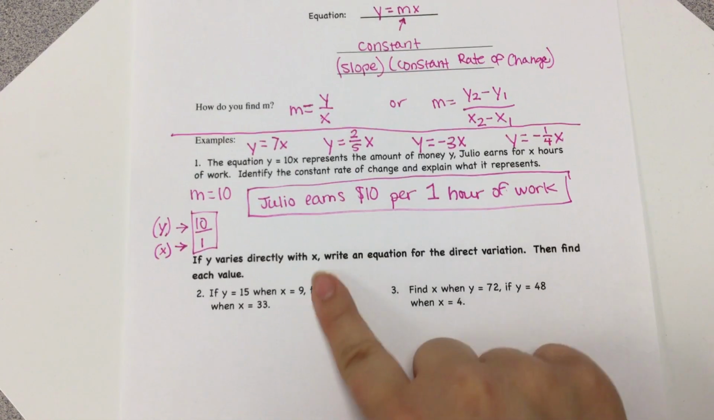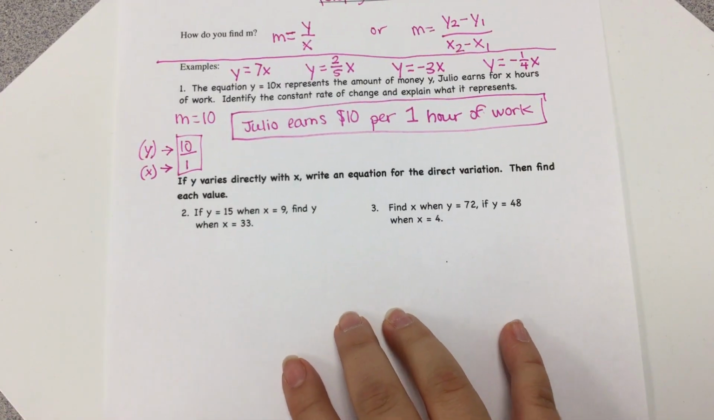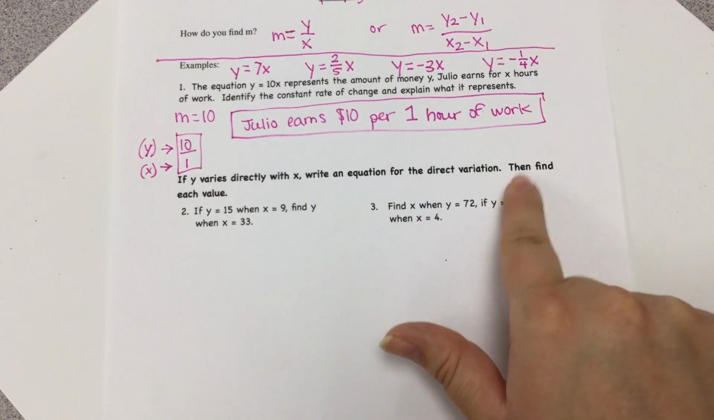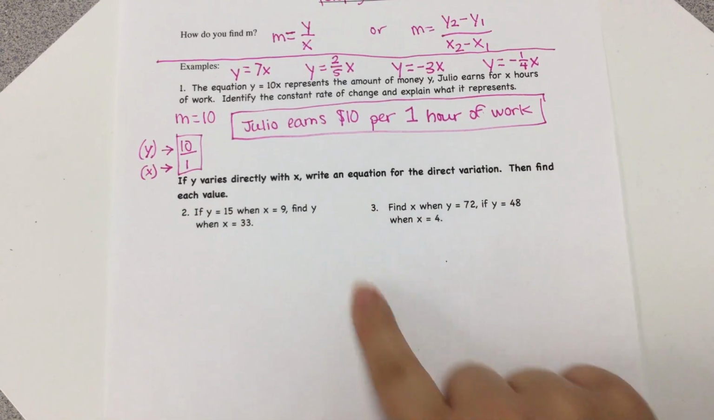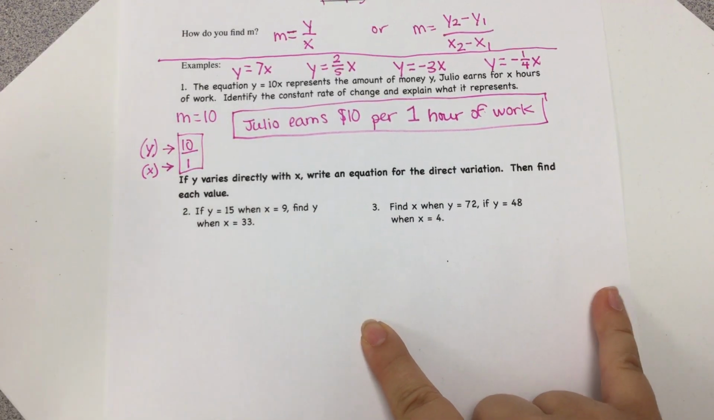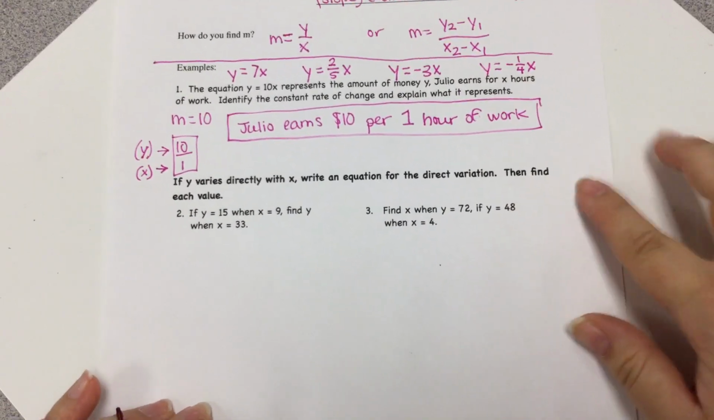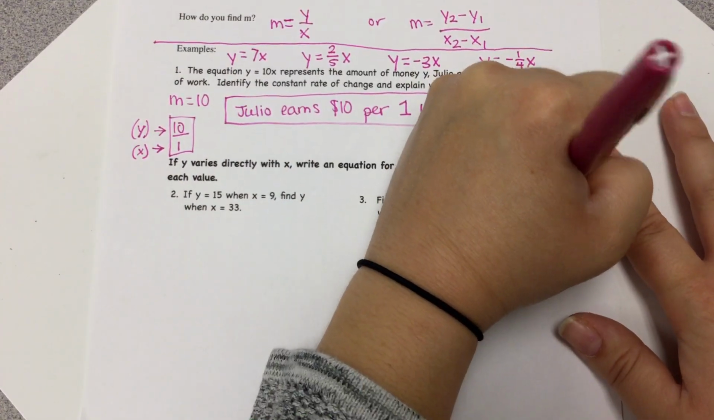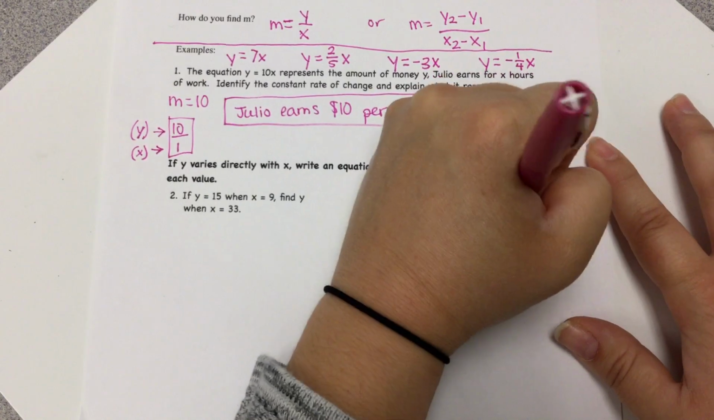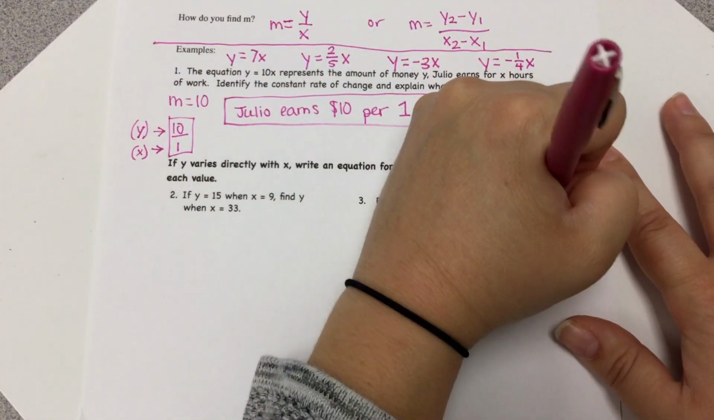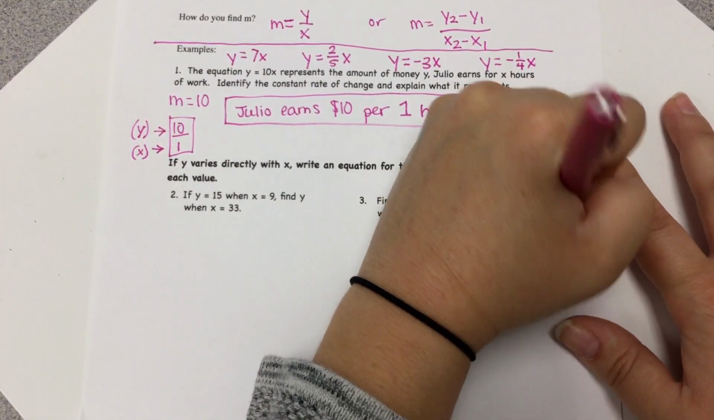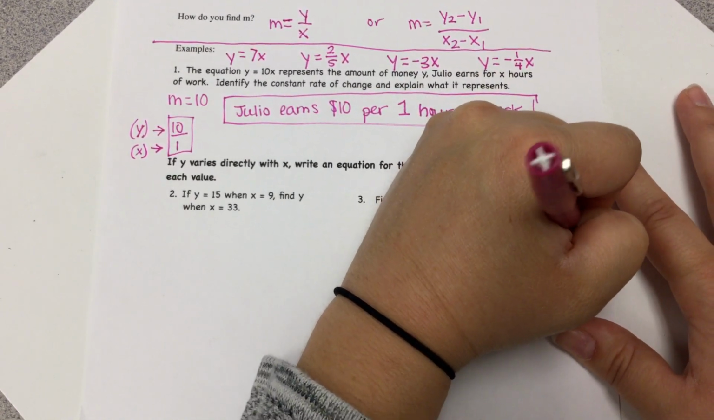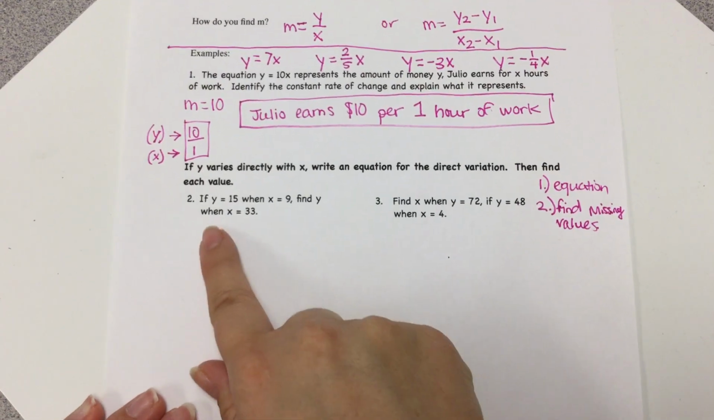So now we're going to ask ourselves, if y varies directly with x, we want to write an equation for the direct variation. Then we want to find each missing value. Okay, so this is a two-part question. In these questions, we first need an equation, and then we second need to find missing values. So I'm going to show you how to do this.